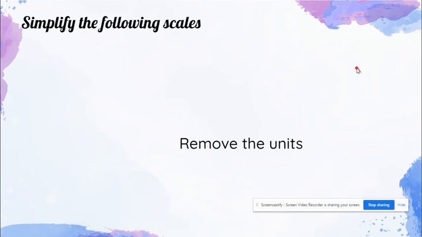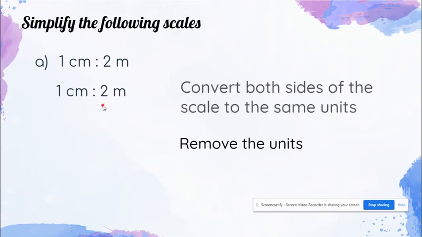So simplify. The question would say simplify the following scales. So 1 centimeter is to 2 meters. Now, the first thing you've got to do, so that's your question, is write it out. Now, convert both sides of the scale to the same units. So we've got to work in the same units. So we make them both centimeters. So now we've got 1 centimeter is equal to 200 centimeters.